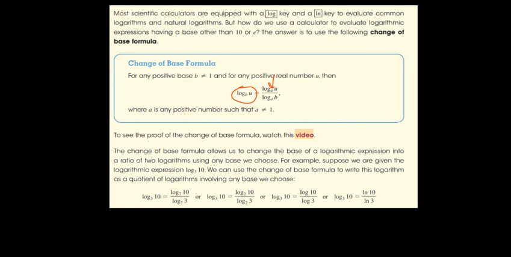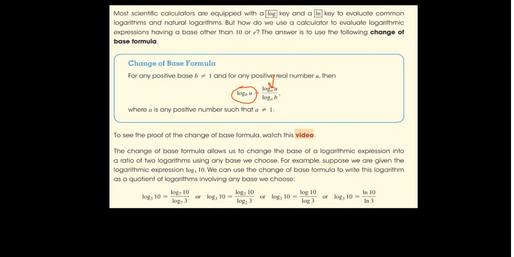Then all you have to do is do log base a of the argument, so in this particular case it would be u, over the log base a of the old base, which is b. Okay, so hopefully you can see that, and if you want to see how the numbers play out, this is how it plays out.